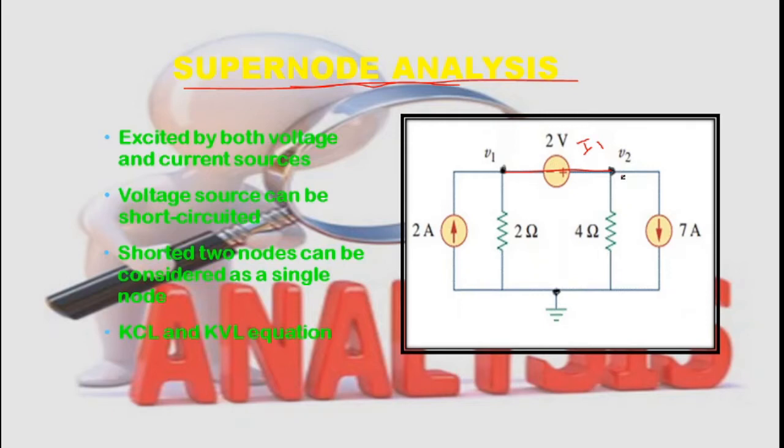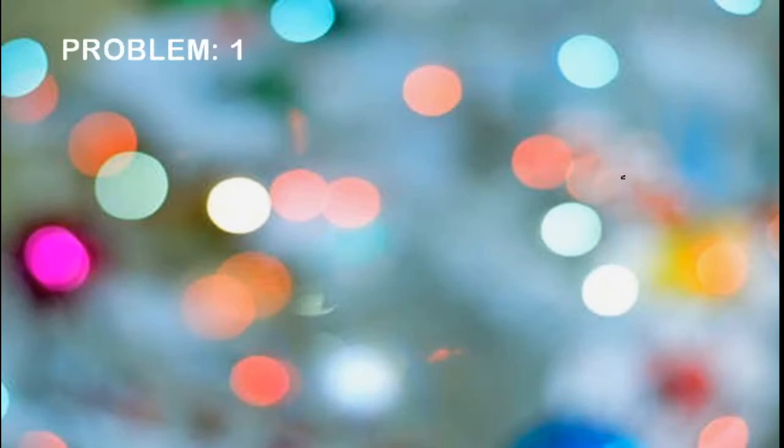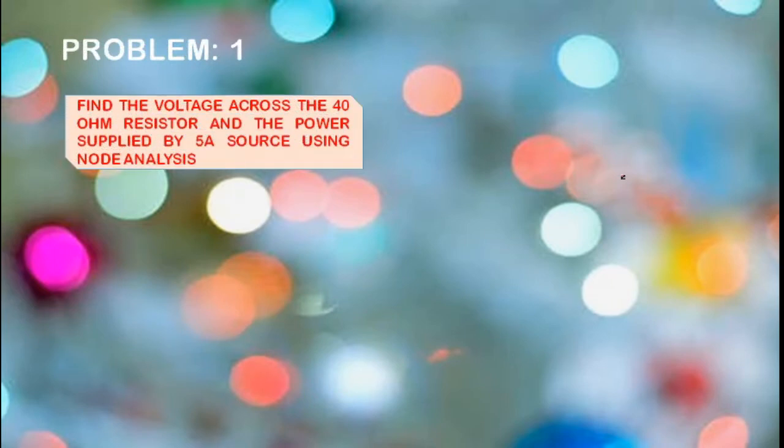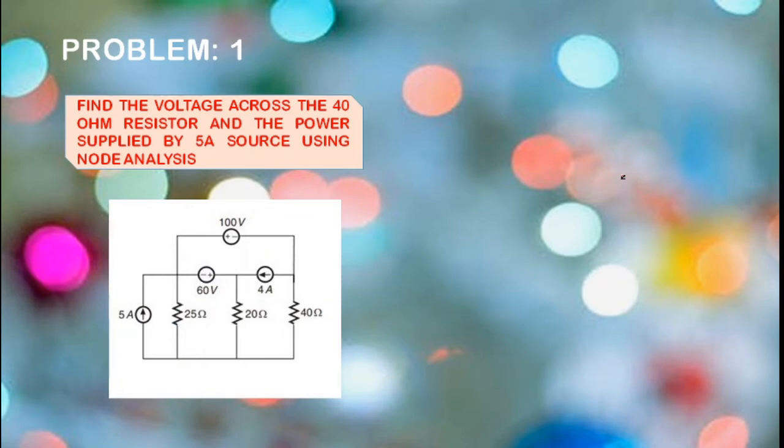So now that we are familiar with what is supernode analysis, let us see a problem based on supernode analysis. So the problem is to find voltage across the 40 ohm resistor and the power supplied by 5 amp source using node analysis for the given circuit. Here, if I consider this particular circuit, I can see two current source and two voltage source. So definitely I am going to use supernode analysis for this particular circuit.